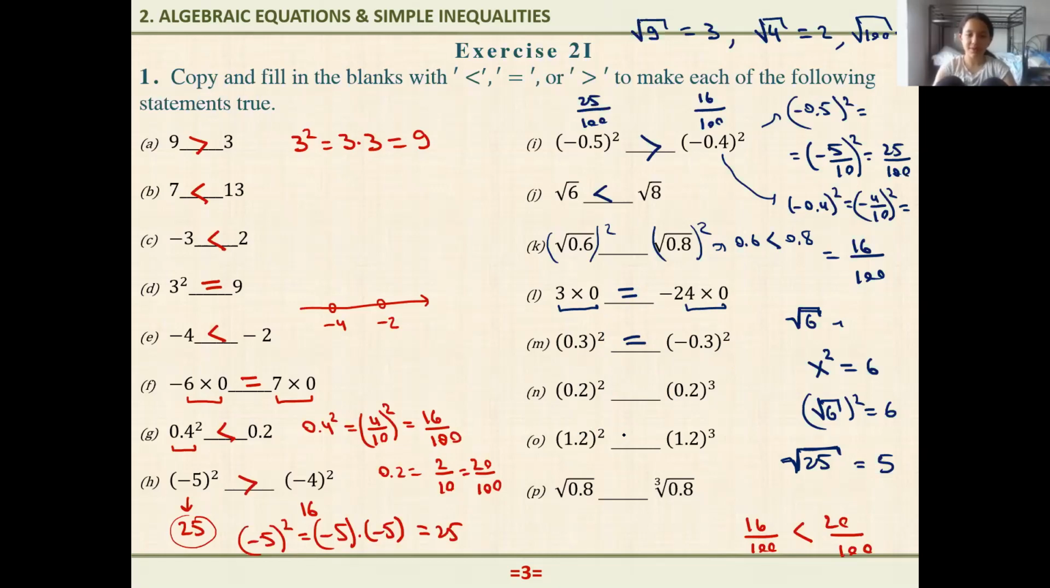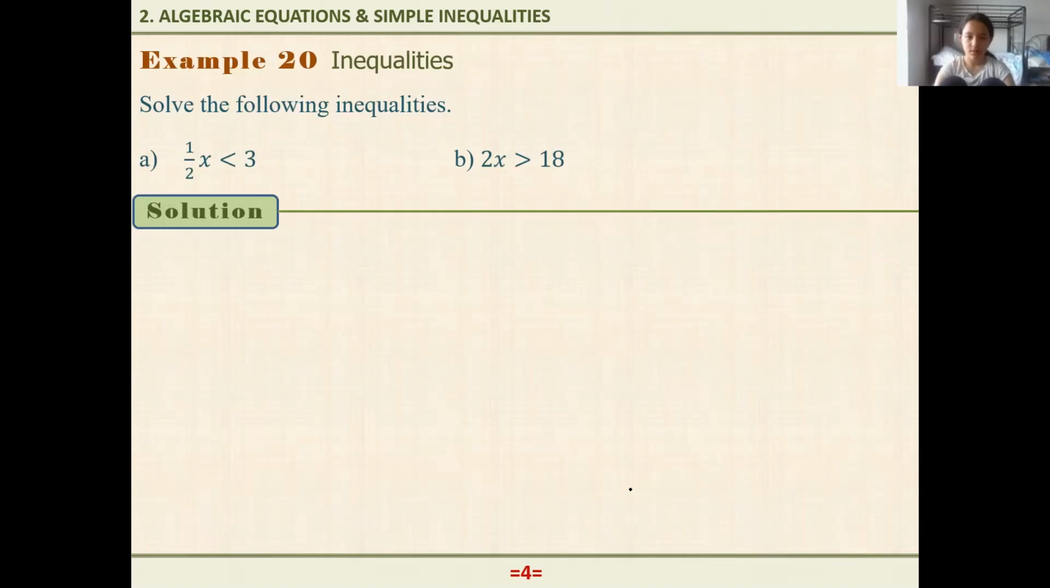They are equal. Yeah, they're equal. You know why? Because, let me just write here, 0.3 squared means 3 over 10 squared. That's equal to 3 squared, 9, over 10 squared, 100.